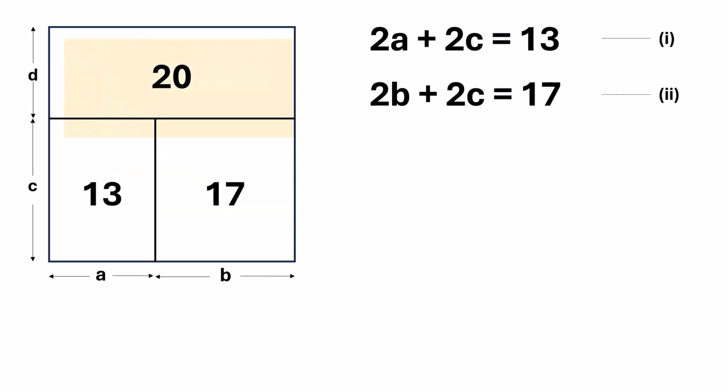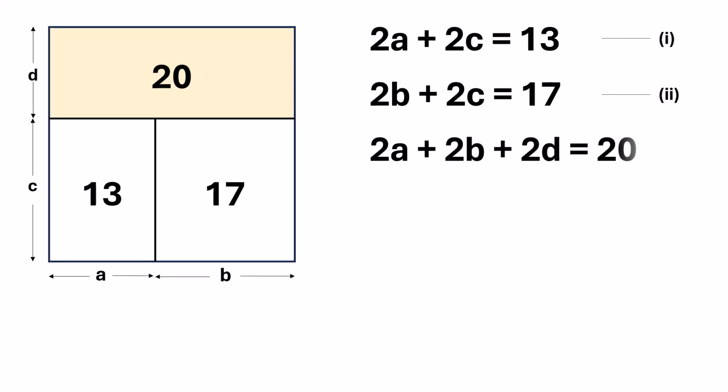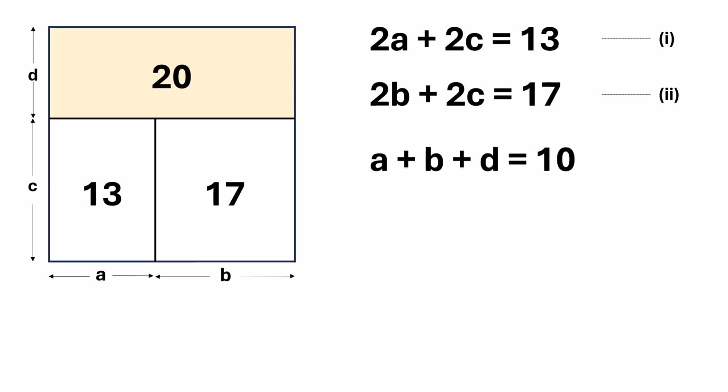Finally, focus on the top rectangle. Its height is A plus B, and its width is D. The perimeter is given as 20. So we get this equation: twice A plus twice B plus twice D is equal to 20. Now, divide both sides by 2. We can rewrite this equation as A plus B plus D is equal to 10. Let's call this equation number 3.